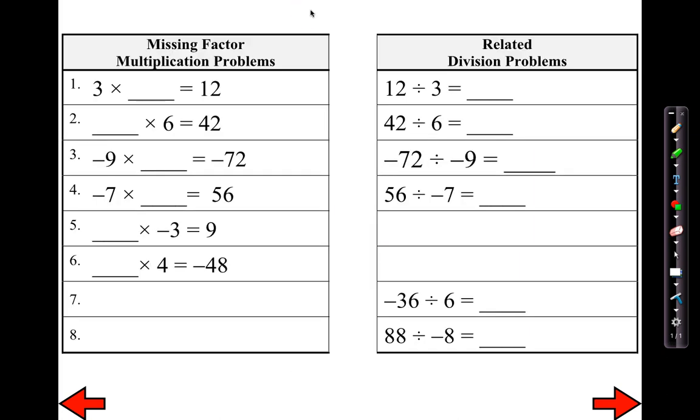So let's go ahead and take a look at some of the problems here and try to relate all of these division problems to multiplication. So here, 3 times what gives me 12? It is a 4.